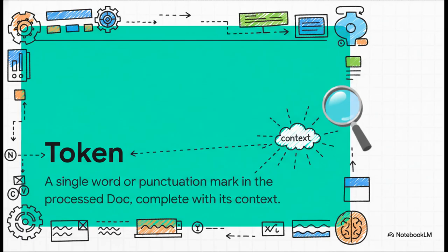And inside that doc are these individual token objects. Now, a token isn't just a string of letters. It's a word that has context. It knows its part of speech, it knows its grammatical role in the sentence, it knows if it's part of a person's name, and so much more. It is a truly smart representation of a word.